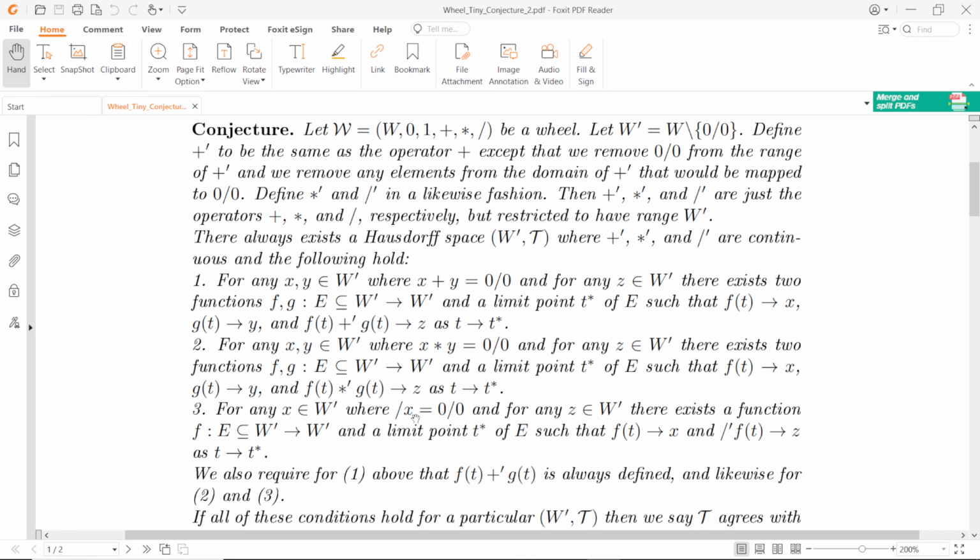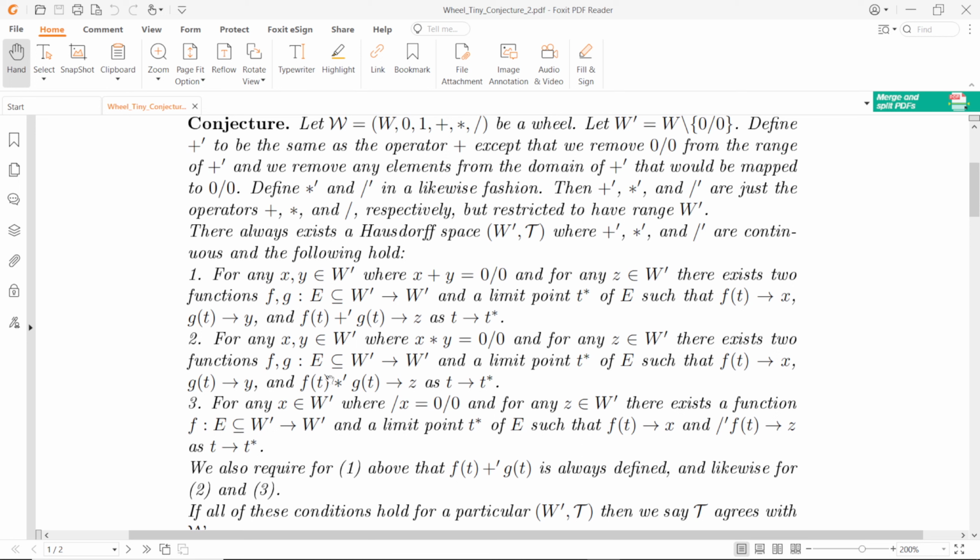We can always find the f and the g to get any limit we want when we multiply them together, while having one go to x and one go to y. And number 3, the same thing, except when slash x equals omnity, we can always find a function whose limit goes to x, but where the slash of that function is going to go to anything that we want it to go to. And then there's just a little bit of technical language, right? We're just saying that t star is a limit point of the domain of the functions. That way we can talk about limits.